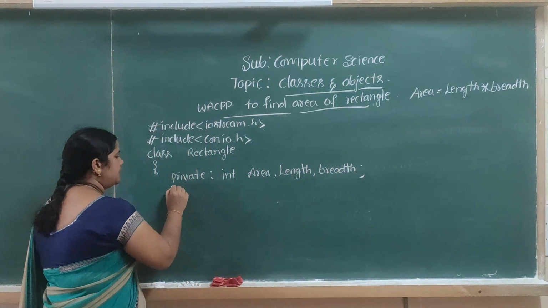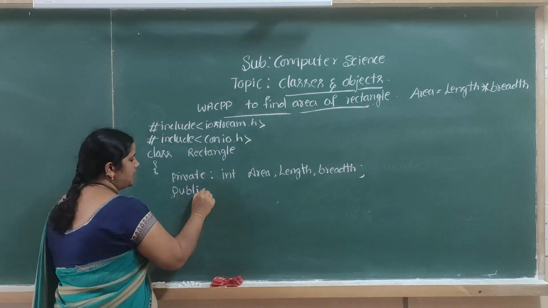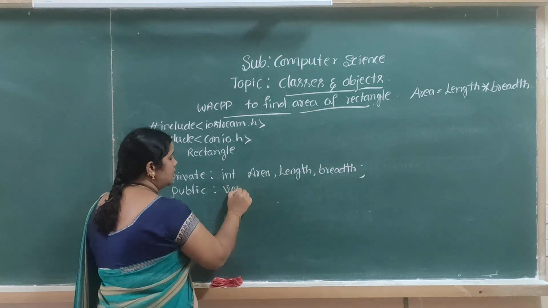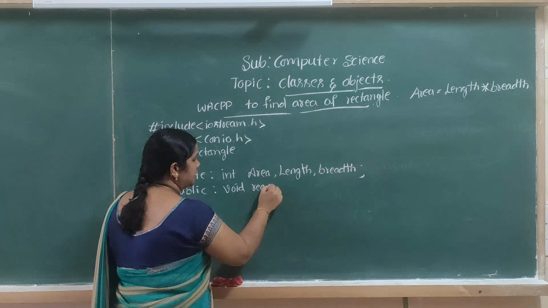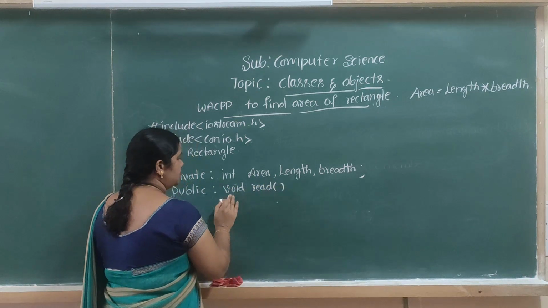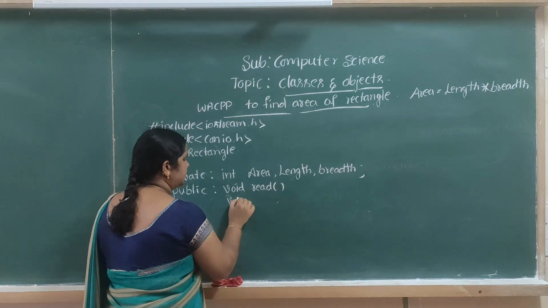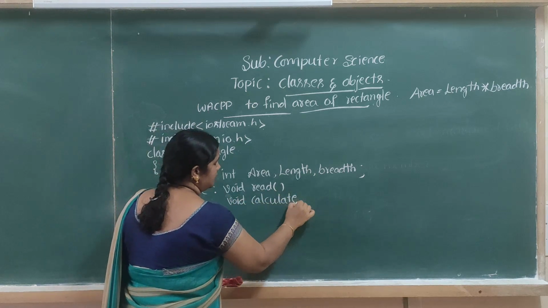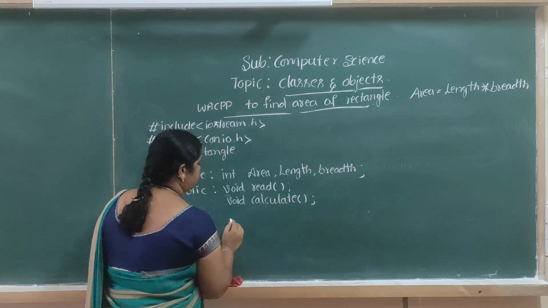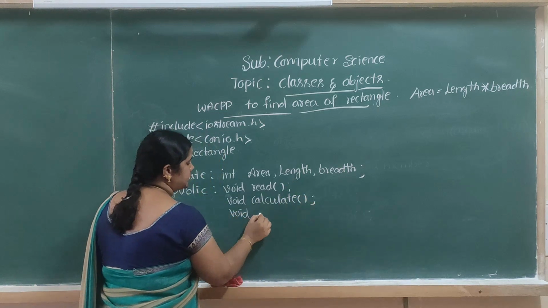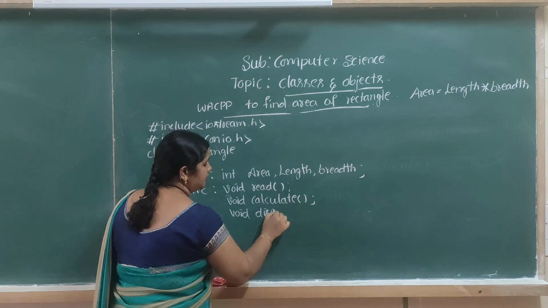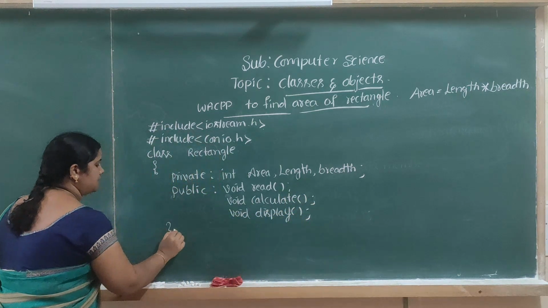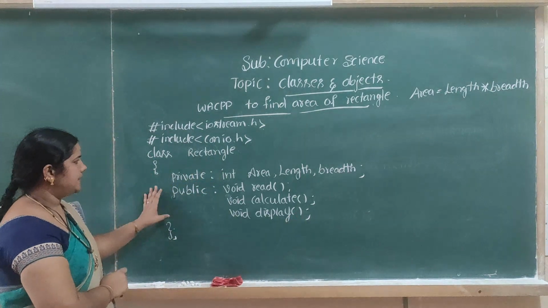And next one, it contains the public section. It contains the three member functions like void read, void calculate, void display. It is one of the class declaration.